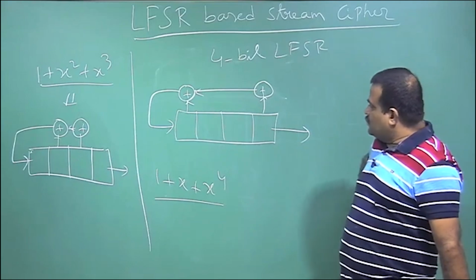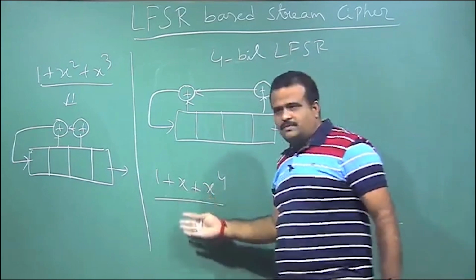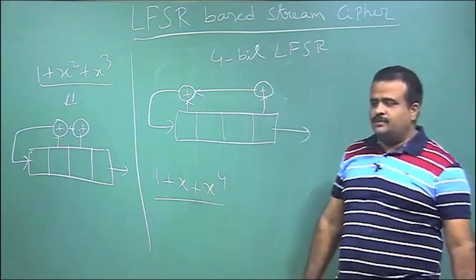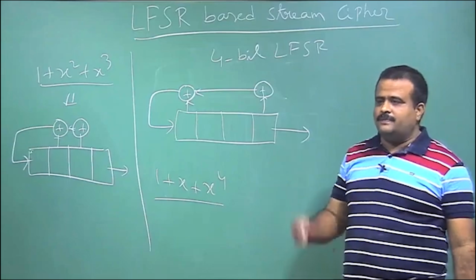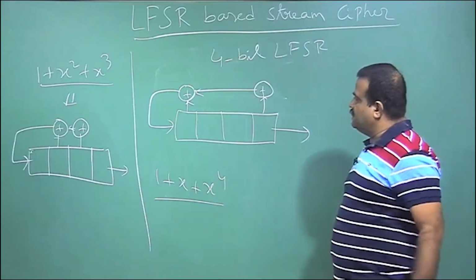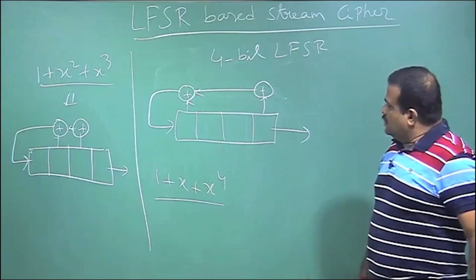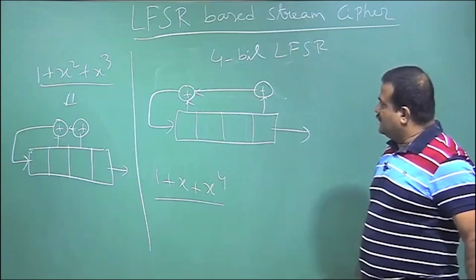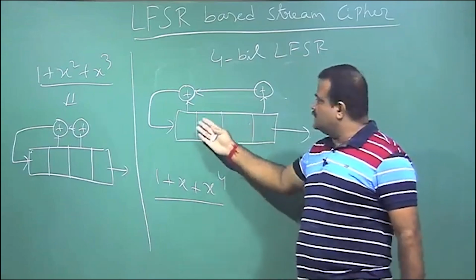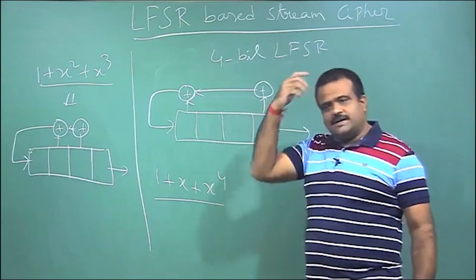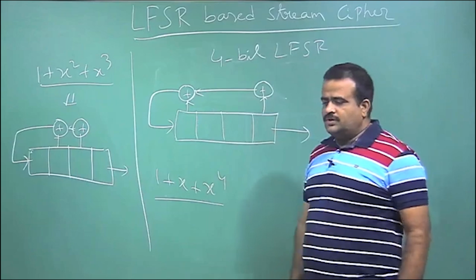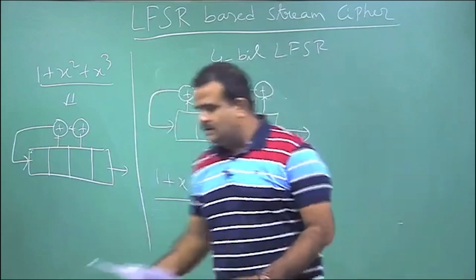Suppose we take this polynomial. It has particular characteristics. This is an irreducible polynomial. Not only that, it is a primitive polynomial. We will talk about primitive polynomials when we discuss the mathematical background of this course. If you take this LFSR and start with any non-zero initial vector, we actually initialize this state with the secret key shared between Alice and Bob.